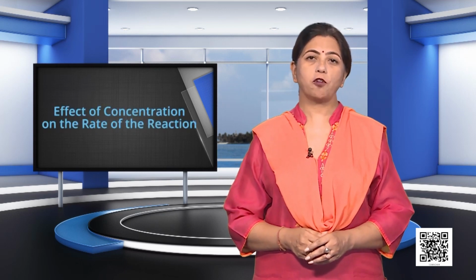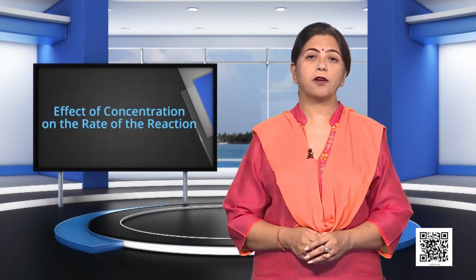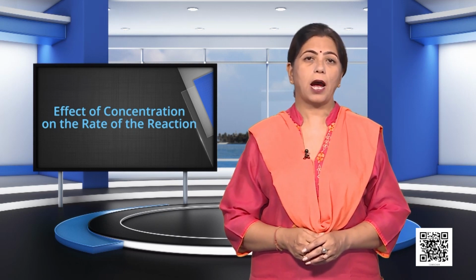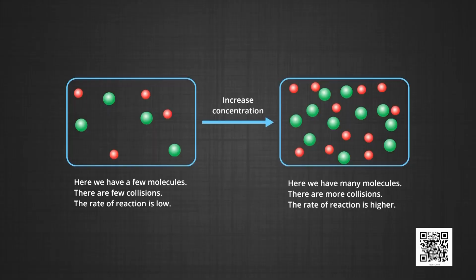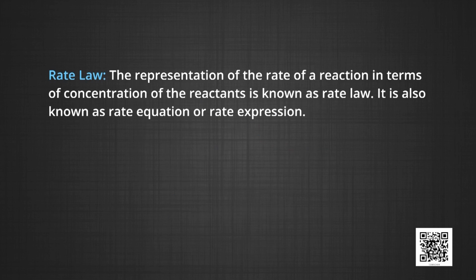First of all, the effect of concentration on the rate of the reaction. The rate of a chemical reaction at a given temperature may depend on the concentration of one or more reactants and the products. It is found that the concentration of the reactants decreases while the concentration of the products increases with the passage of time. You can see the graph, and the graph shows the variation of the concentration with passage of time. The representation of the rate of the reaction in terms of the concentration of the reactants is known as rate law. It is also known as rate equation or rate expression.